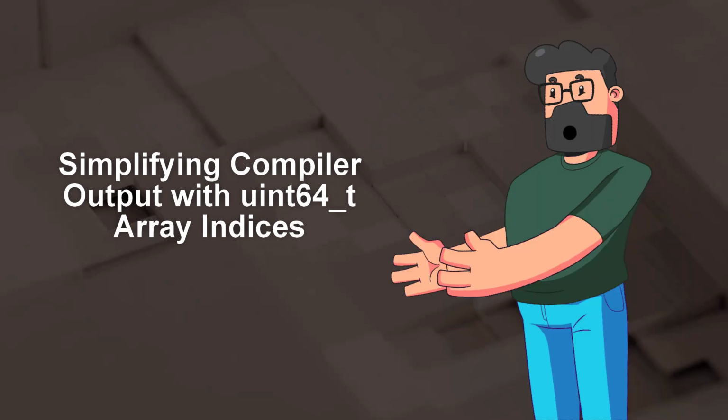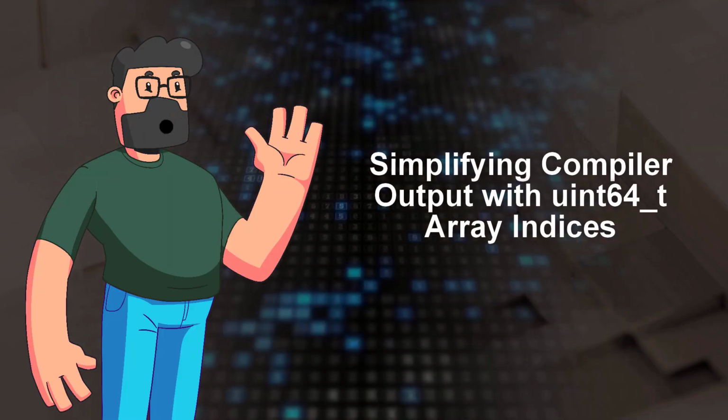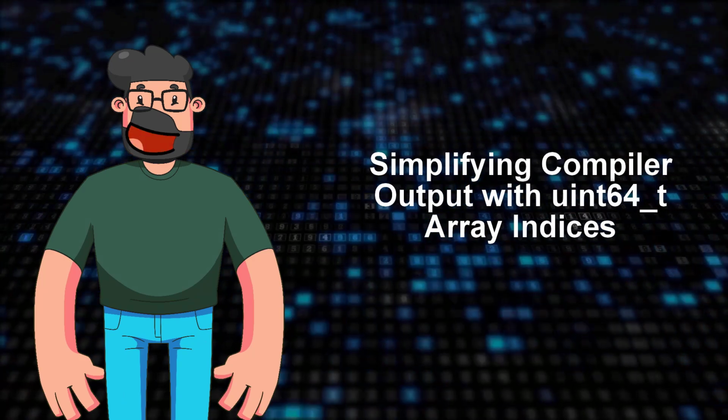Hey there! Today we're diving into a fascinating problem that can occur when working with arrays of different data types in C++. The problem we're tackling revolves around the compiler output when using either a uint32_t or uint64_t index to access elements in an array. Now, let's get into the solution for this intriguing problem.